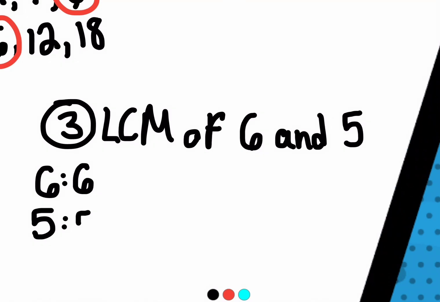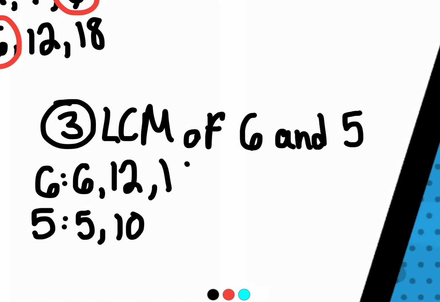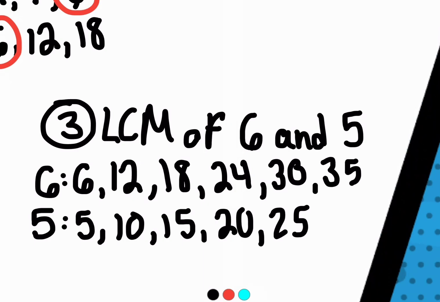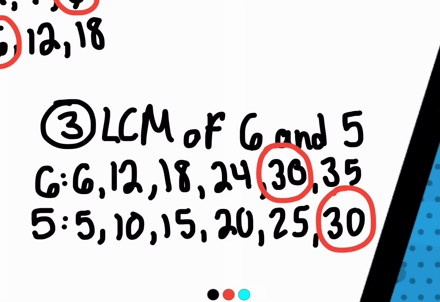6, 5. 6 times 2 is 12. 5 times 2 is 10. 6 times 3 is 18. 5 times 3 is 15. And then we have 24. And then we have 20. And then we have 30, and then we have 25, and then we have 35, and then we have 30. Oh, took us a while, but we found our match. Our LCM of 5 and 6 ends up being 30.